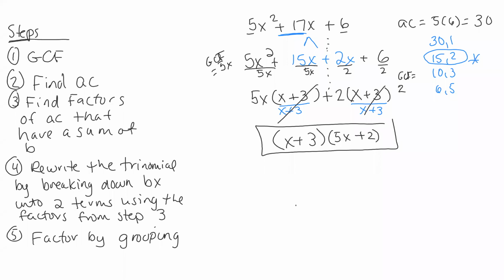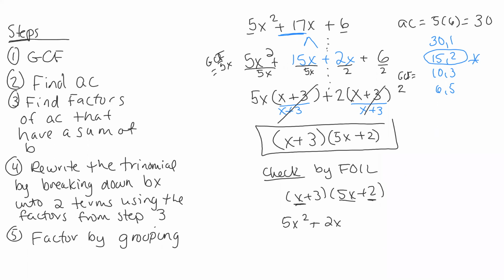All right. Now, the cool thing about these problems is you can always check your work. So I'm going to check by foiling. I have x plus 3 times 5x plus 2. I want to make sure that when I multiply this out, I get 5x squared plus 17x plus 6. So I start with x times 5x, which is 5x squared. So we're looking good so far. I then get x times 2, or plus 2x. I move to the 3, and now I look at 3 times 5x, which is 15x. And then 3 times 2 is plus 6.